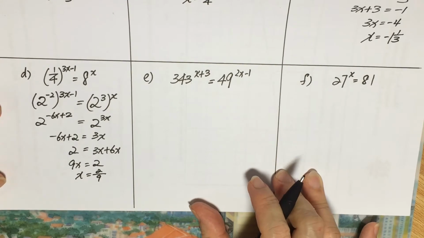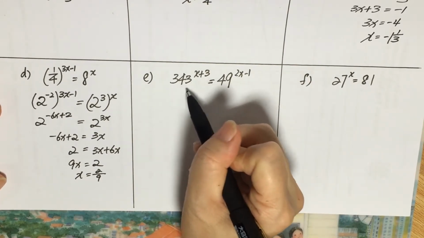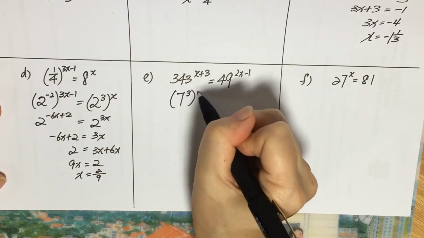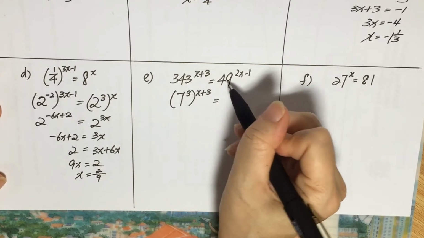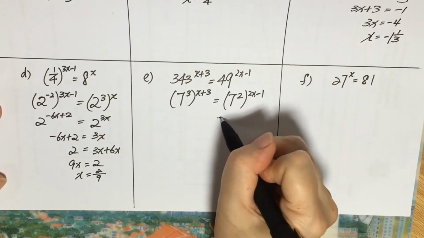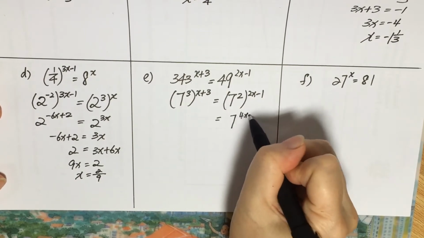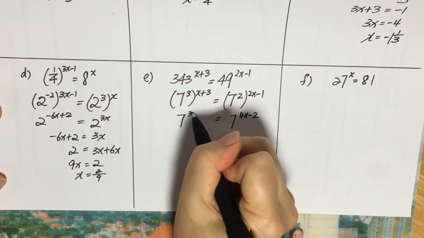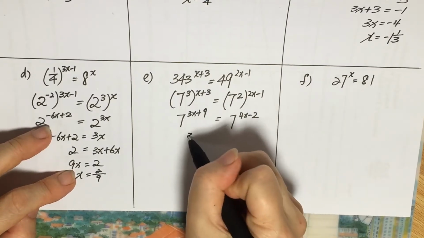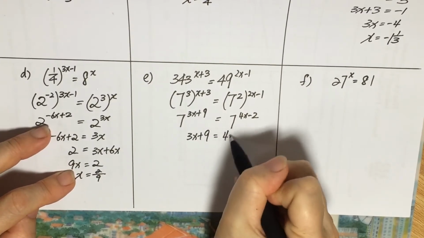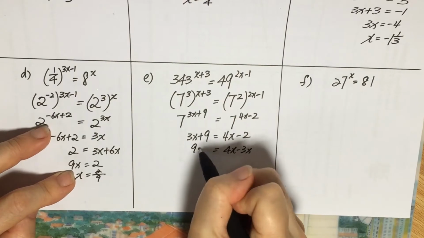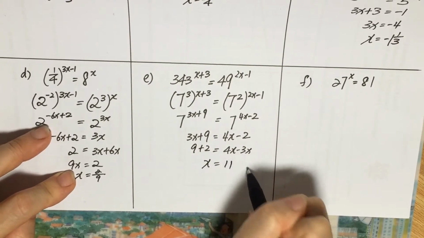Okay, next one, question E. 343 is 7 cubed, so 7 cubed raised to the power of x plus 3. And then 49 is 7 raised to the power of 2, so 2x minus 1. So here we have 7 raised to the power of 4x minus 2, and here 7 raised to the power of 3x plus 9. The bases are the same, so the powers must also be the same. So we compare the two powers: 4x minus 3x equals 9 plus 2. So x is actually 11.